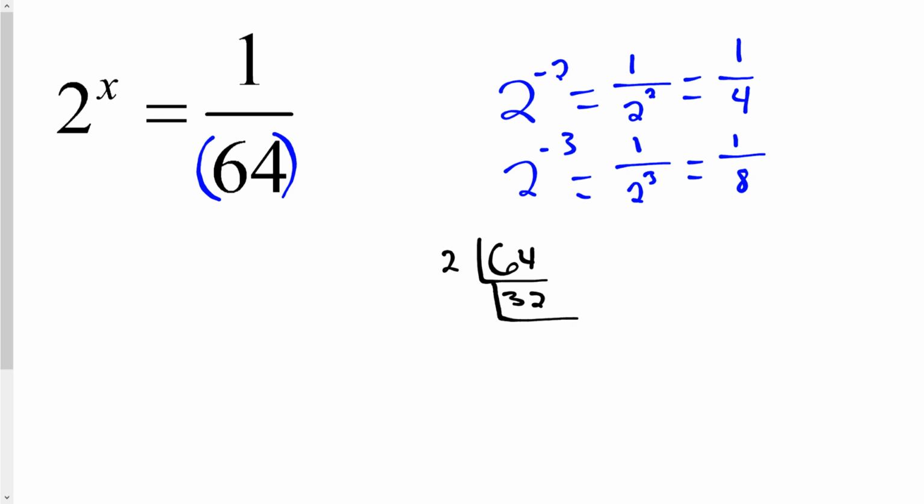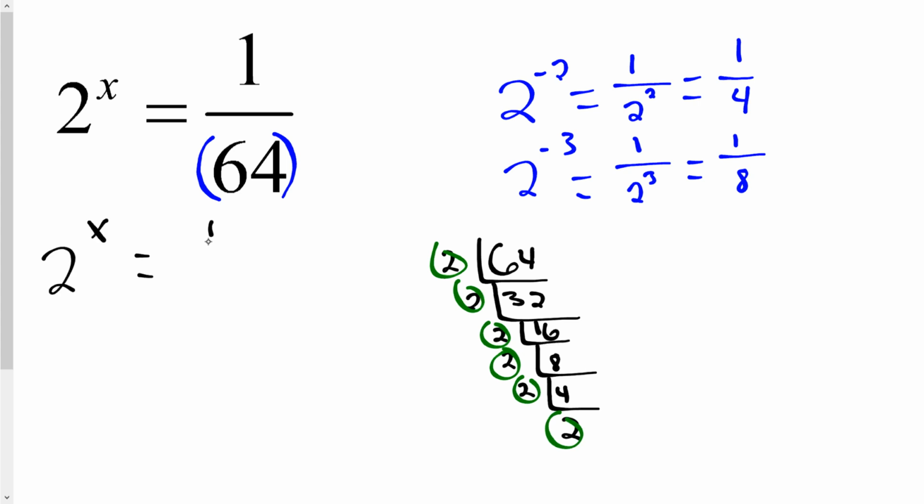64 divided by 2 is 32. Divided by 2 is 16. Divided by 2 is 8. Divided by 2 is 4. Divided by 2 is 2. So 1, 2, 3, 4, 5, 6. So I can rewrite this now: 2 to the power of x equals 1 over 2 to the power of 6. Again, I'm just replacing 64 with 2 to the power of 6.